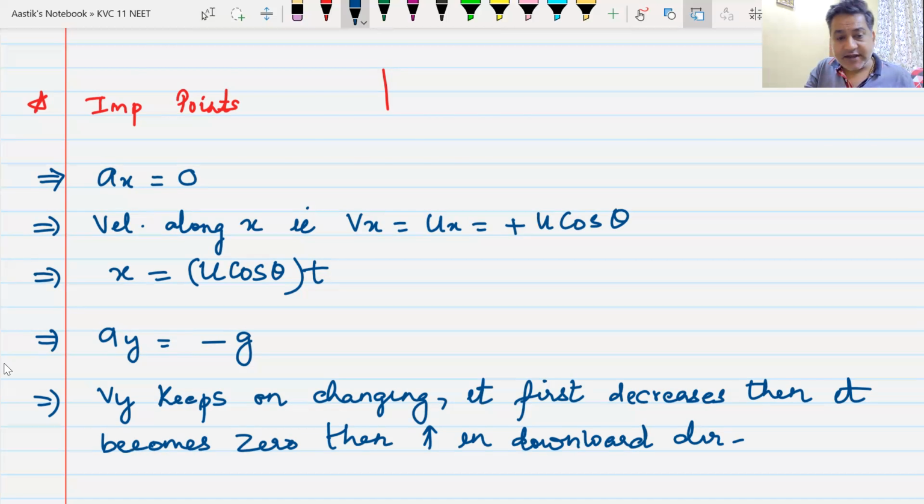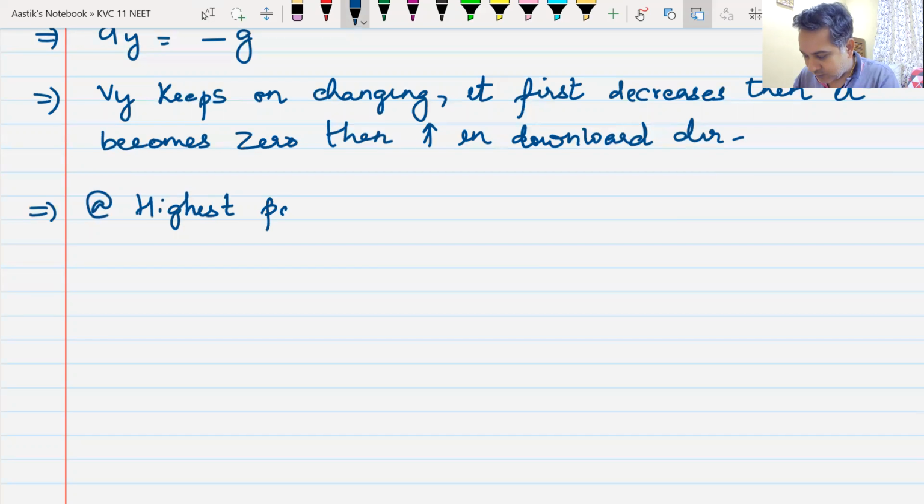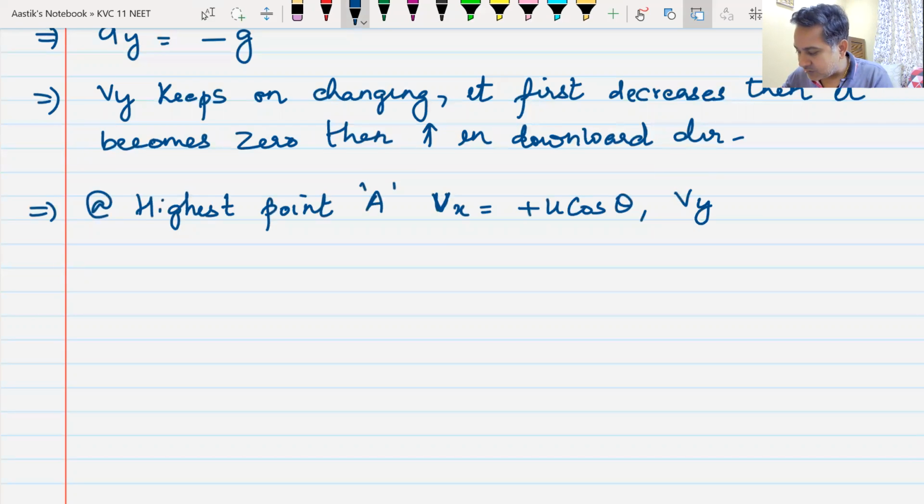Okay. At the highest point, what happens? We have called that point A. At the highest point, velocity Vx will be equal to plus u cos theta, but your Vy, the y component of velocity, will be equal to 0. Do we understand this? Yes or no? No, yes.